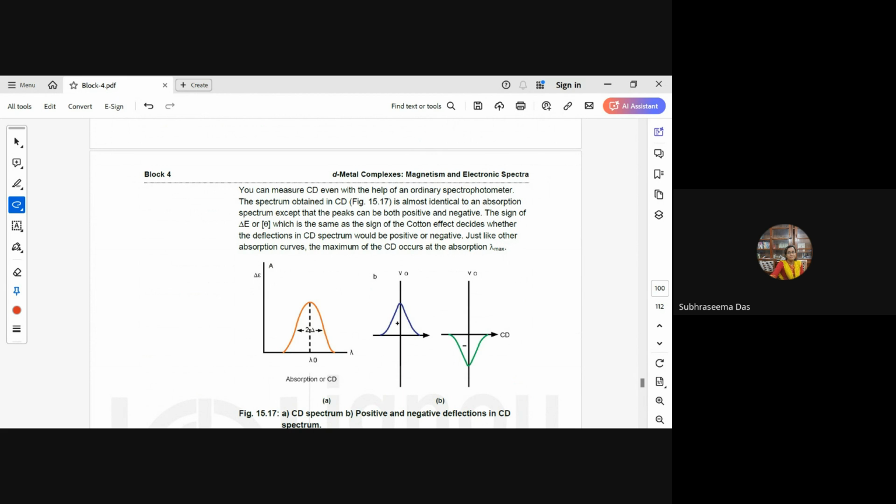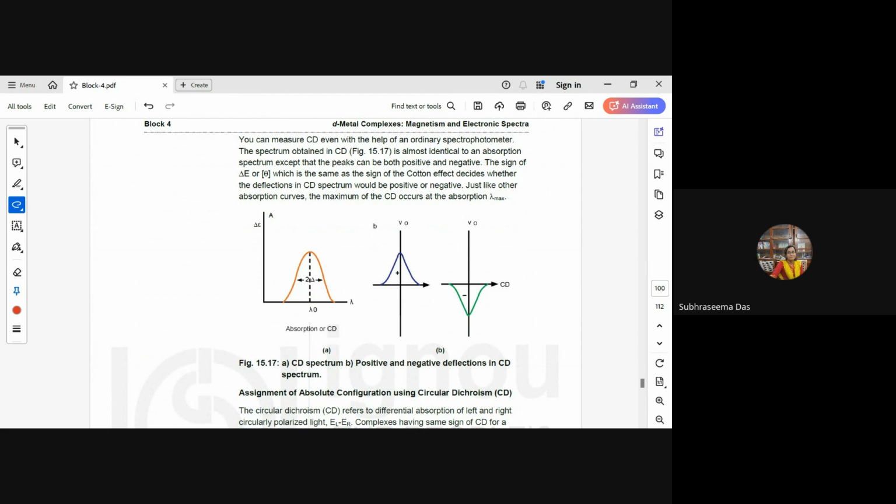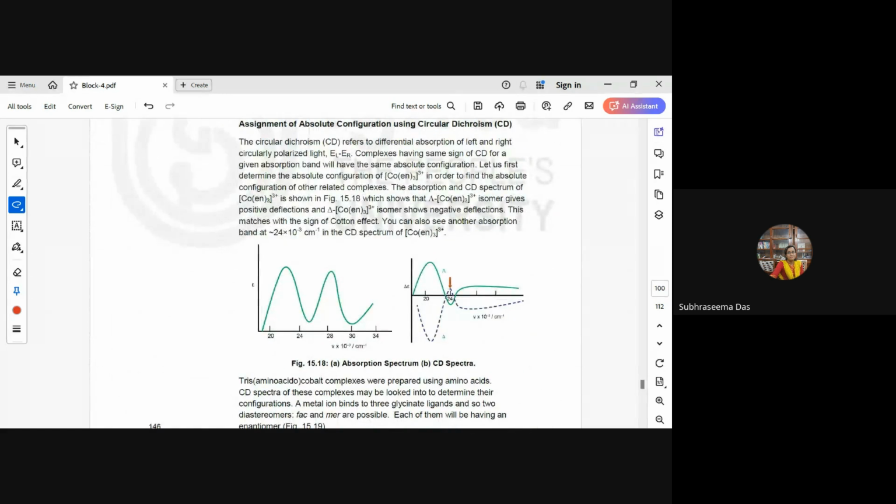Here in 15.17, this spectrum is identical to that of a UV spectrum, except that this represents a positive curve and this represents a negative curve. The sign of delta E is also the same as the sign of the Cotton effect, which indicates the positive deflection and the negative deflection. Now, assignment of absolute configuration using CD.